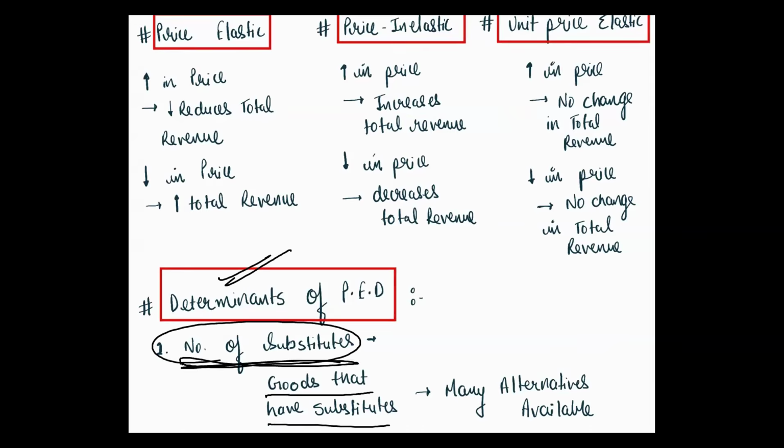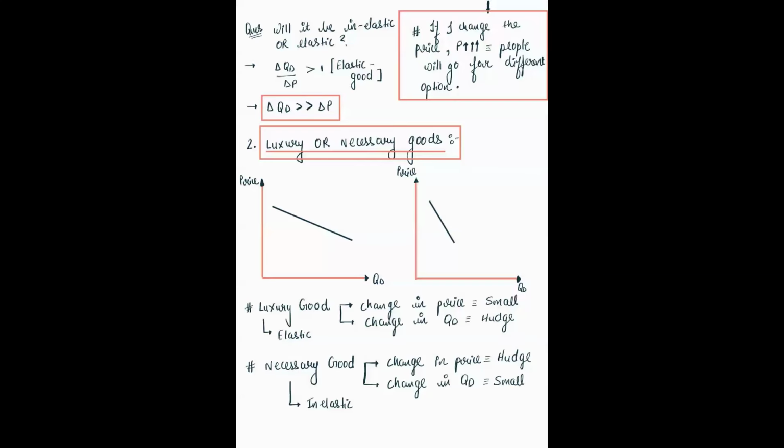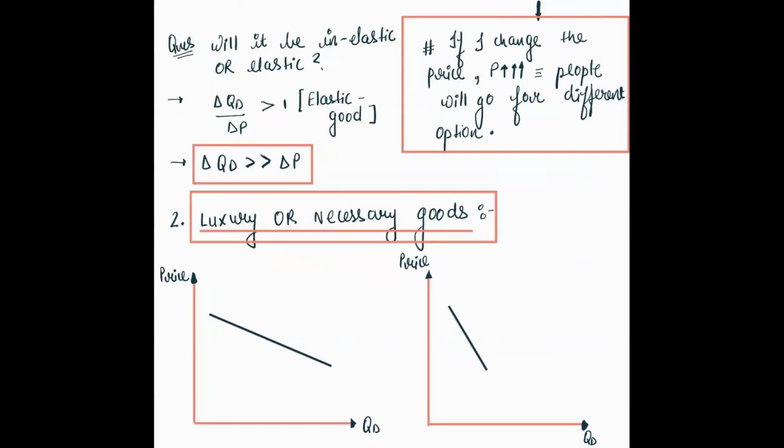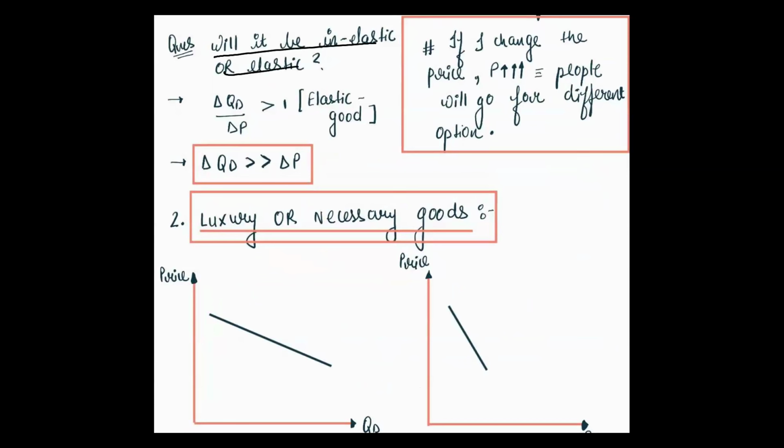Goods that have many alternatives available, गुड्स जिनके बहुत सारे अल्टरनेटिव अवेलेबल होते हैं, will it be inelastic or elastic? Try to think. Stop the video and try to think. Goods which have many substitutes, if I change the price of one good, people will go for the different options. Is it true? So it will be an elastic good. So number of substitutes is the determinant for price elasticity of demand.